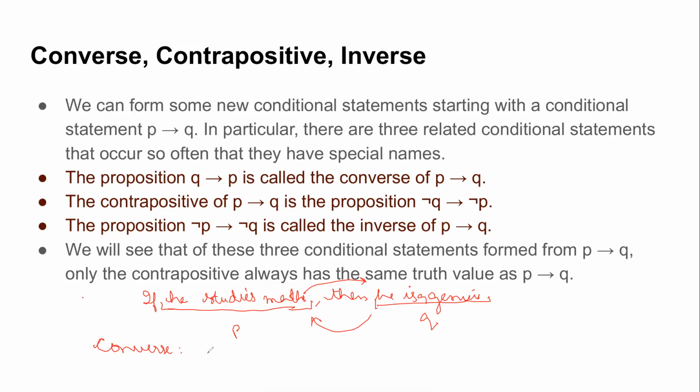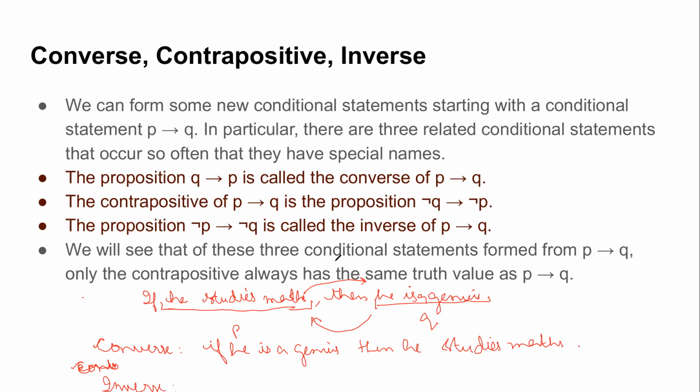Okay, excellent. So you have: if he is a genius, then he studies maths. Okay, by the way, it's not necessarily true. I'm just taking a hypothetical example. Okay, what about contra, or let's do the inverse first. What about the inverse of this statement? Inverse of this statement?